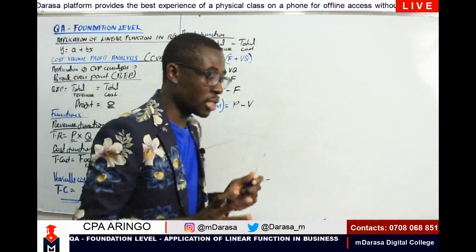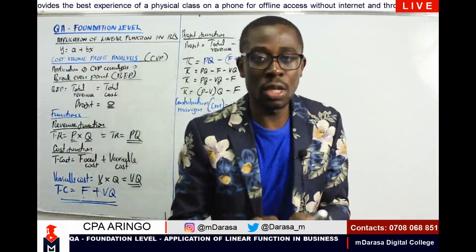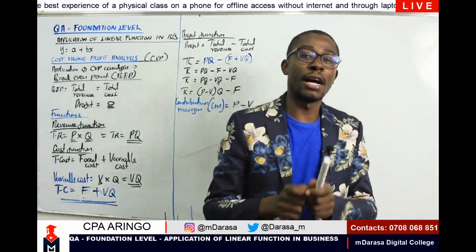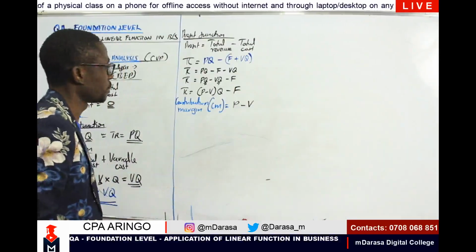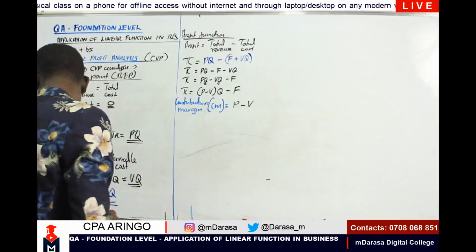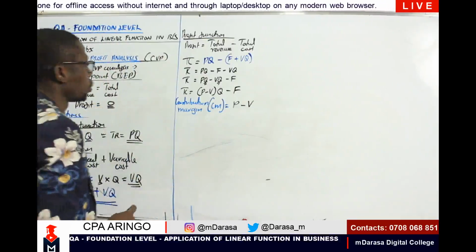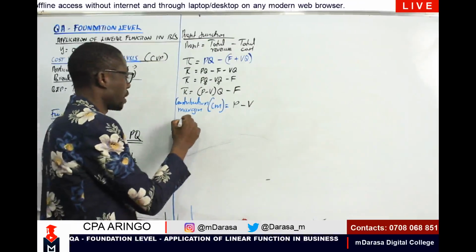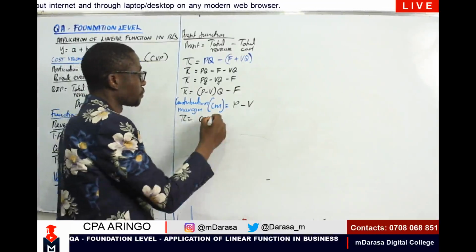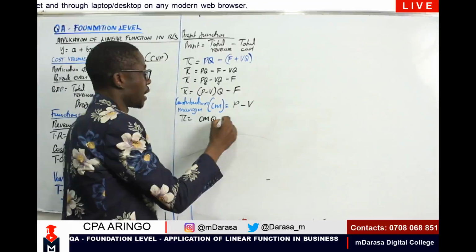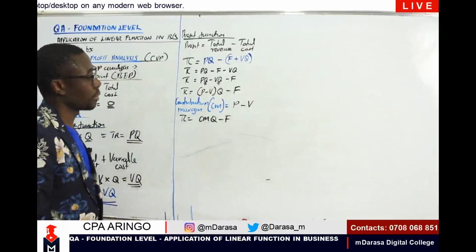Basically, contribution margin, we are looking at it in this case. We are talking about our selling price per unit minus variable cost per unit. Now, after we have talked of that, it will also be very ideal for us to say that our profit is the same as CMQ minus fixed cost.